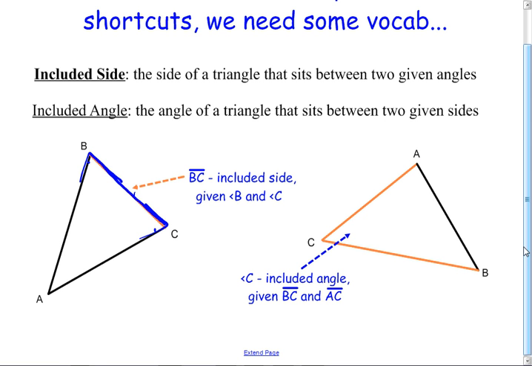When you go around a triangle, you can't lift your pencil. You can't just jump from one side to another. You got to go around the triangle. And an included angle, this is my angle, makes up these 2 sides. So it's in between those 2 sides. Okay, so that's an included angle, and that's an included side. So we have to know what those are.